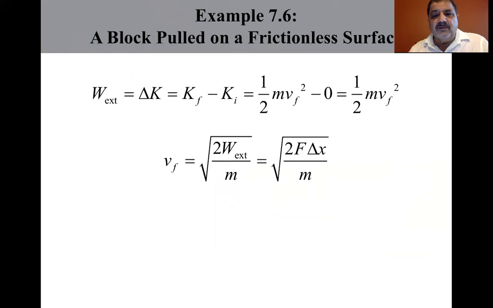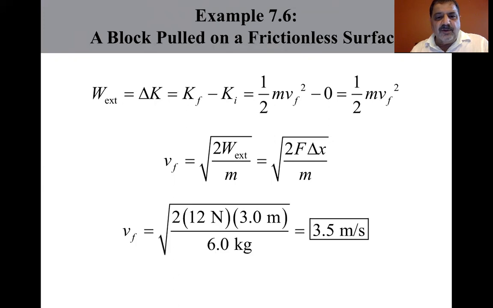So Vf is equal to the square root of 2 times the external work divided by the mass. That's equal to 2 times the force times delta x, since work is equal to force times distance, divided by the mass. Now let's substitute the numerical values: 2 times 12 newtons times 3 meters divided by 6 kilograms. You get an answer of 3.5 meters per second.